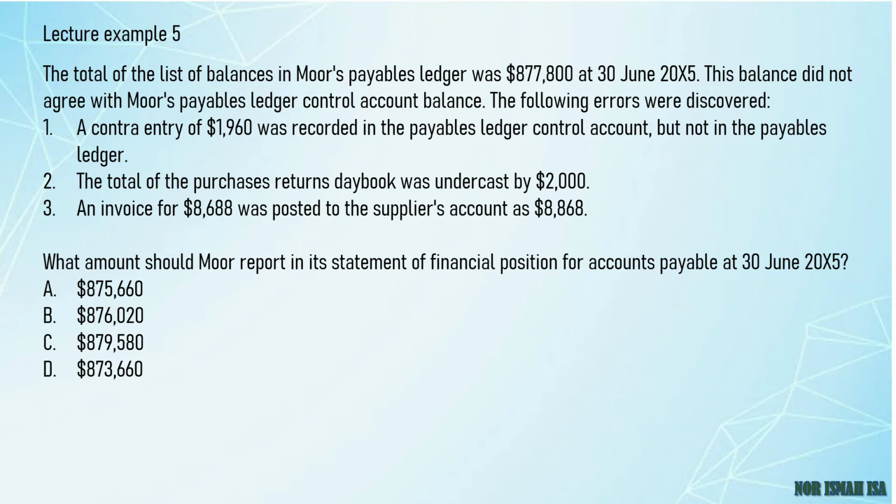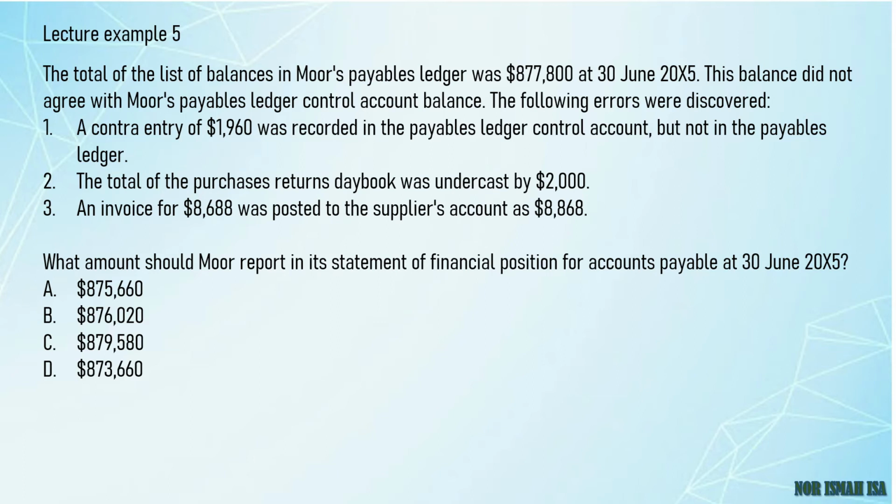So how to answer? We look at the information given. The total of list balances in the payable ledger was 877,800. This is the balance in the list, because it is mentioned here: payable ledger. Payable ledger means the amount that we extracted in the memorandum ledger, the list of the payable ledger. This balance did not agree with the payable ledger control account balance, so the control account has a different amount.